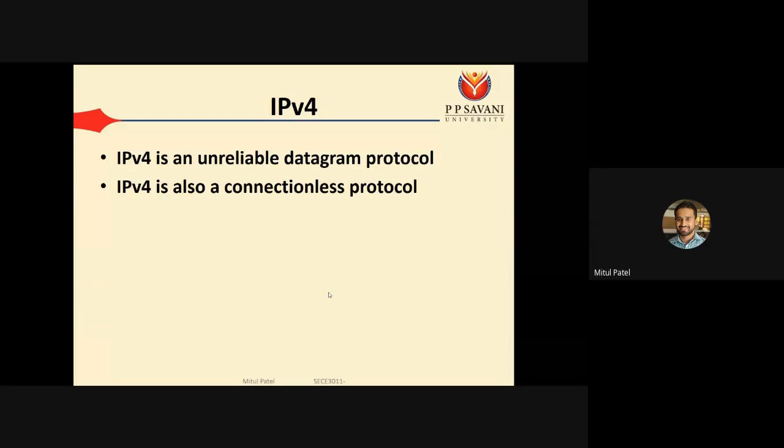As we said yesterday, your message can be divided into various packets, and it is possible that every packet will reach the destination through different paths. All the packets reach the destination through different paths. So it is the responsibility of the receiver to combine all the packets and create a single message, okay. So it is a connectionless protocol. That means every packet may choose a different path to reach the destination. This is about IPv4.